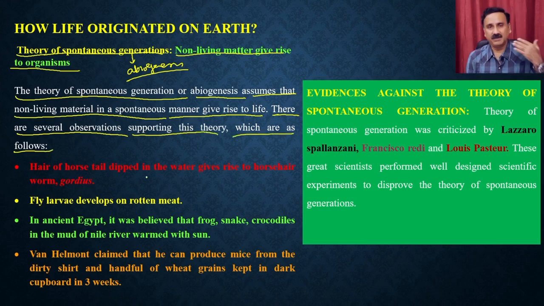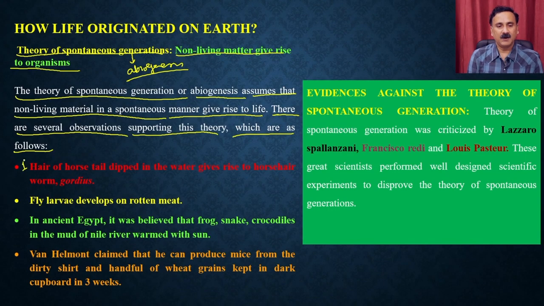So there were observations by scientists or common people that were put together and then proposed this particular theory, which says that living organisms evolved from non-living organic or chemical molecules in a spontaneous manner, which means there was no God involved in this, or any other factors involved. So the first observation was that people dipped the hair of a horse tail in water.